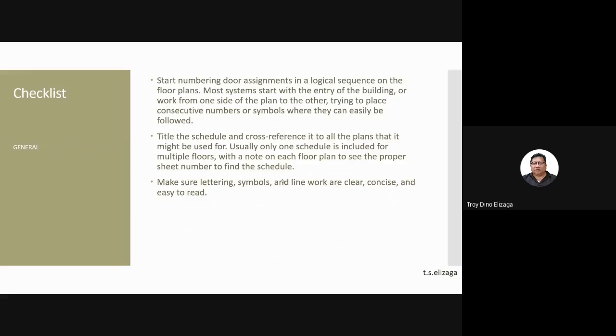So in general, you start numbering door assignments in a logical sequence so that it's easier to locate on the floor plan. Most systems start with the entry of the building. So door one is always the main door of the building. So that if I am looking at someone else's work, I would expect that the main door would be door one. Or you can also work from one side of the plan to the other, trying to place consecutive numbers or symbols where they can easily be followed. So as much as possible, don't keep on jumping.